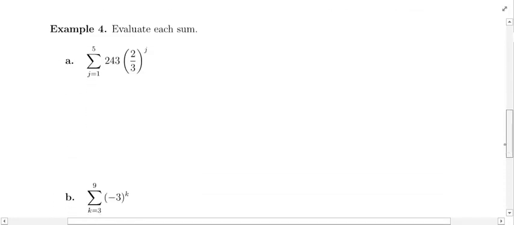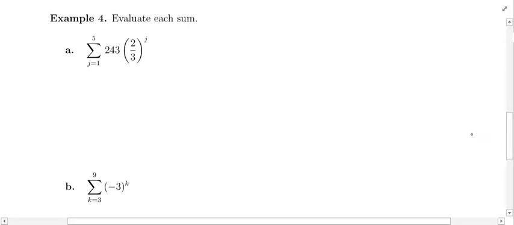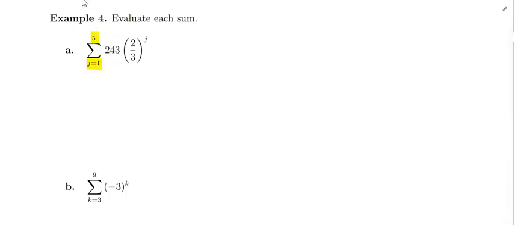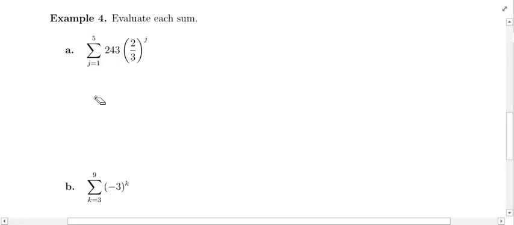In example 4, we have two geometric series that we are going to evaluate. First thing to notice about both of these is that they are finite geometric series. So this first one, j is our index of summation. It starts at 1, it goes up to 5. We're adding up 5 terms. This will converge. Every finite series converges. The second one, the index of summation is k. It starts at 3, it goes to 9. Again, we're adding a countable number of terms. We should be able to get a number as the answer.